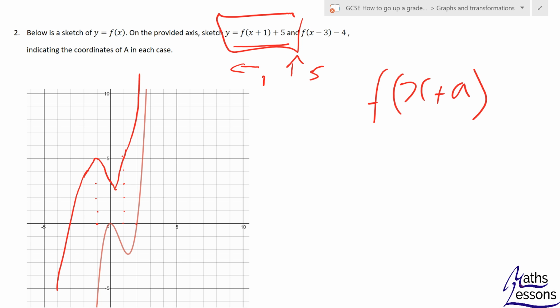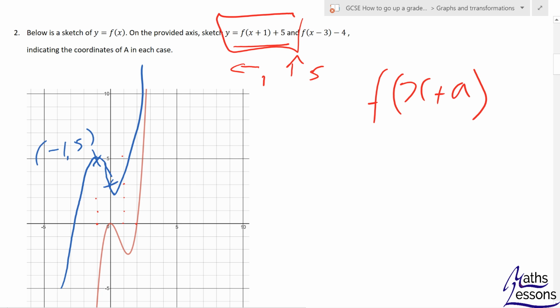Again, when you do it, you won't have a grid. Say where that point is going to be, minus 1. This point here will be 3. Okay, so that's what happens with transformations.